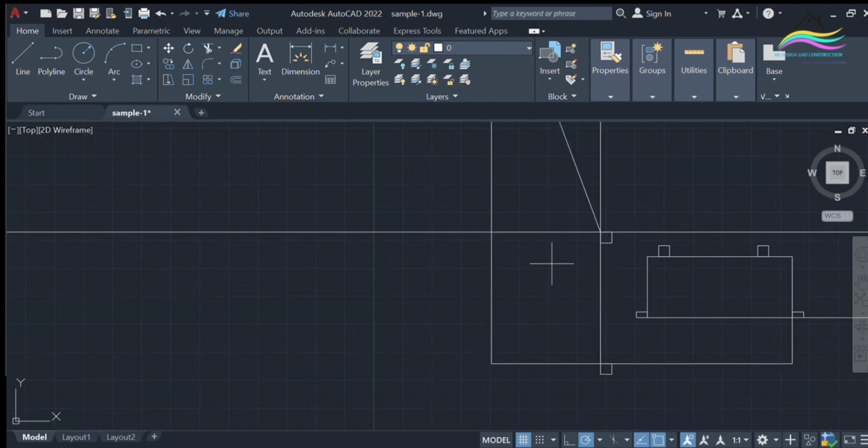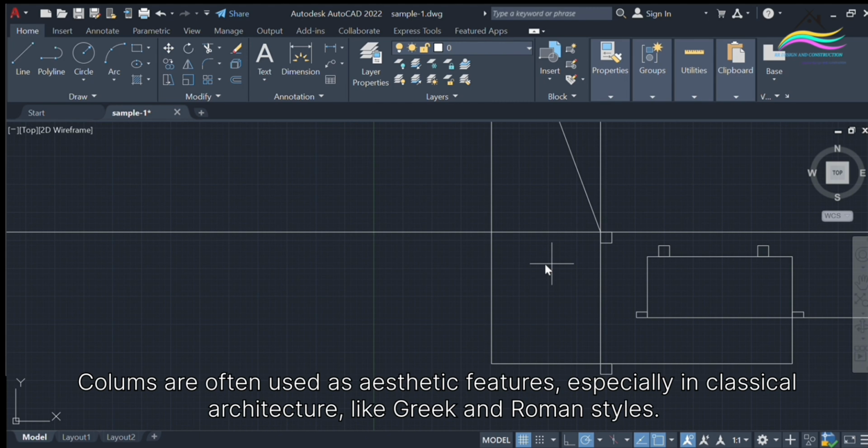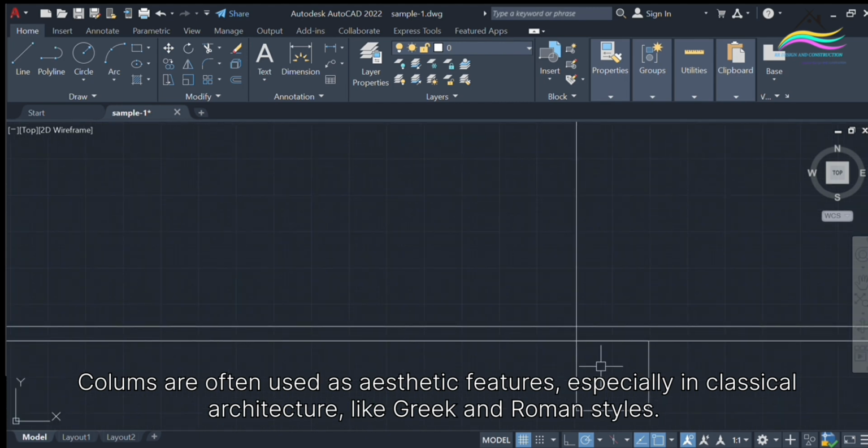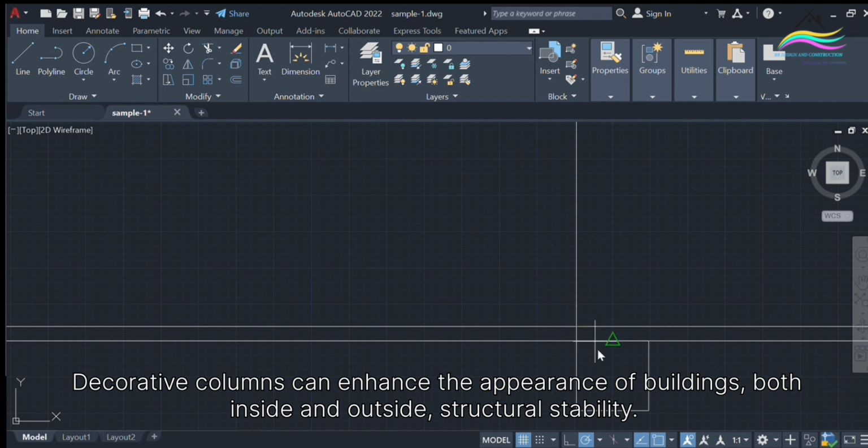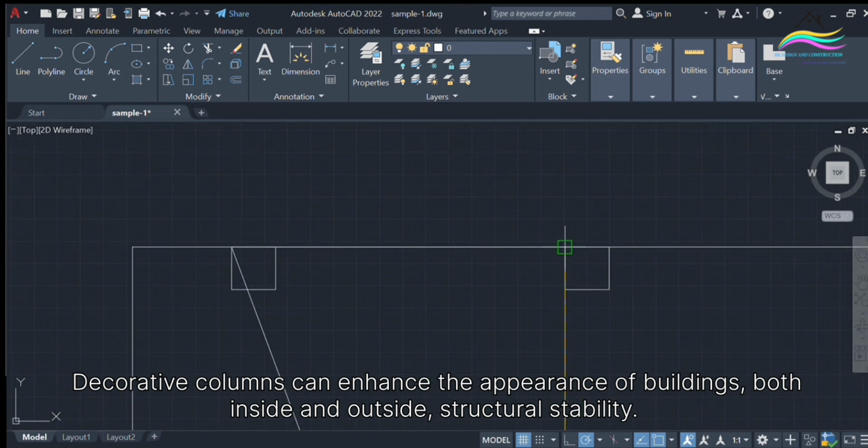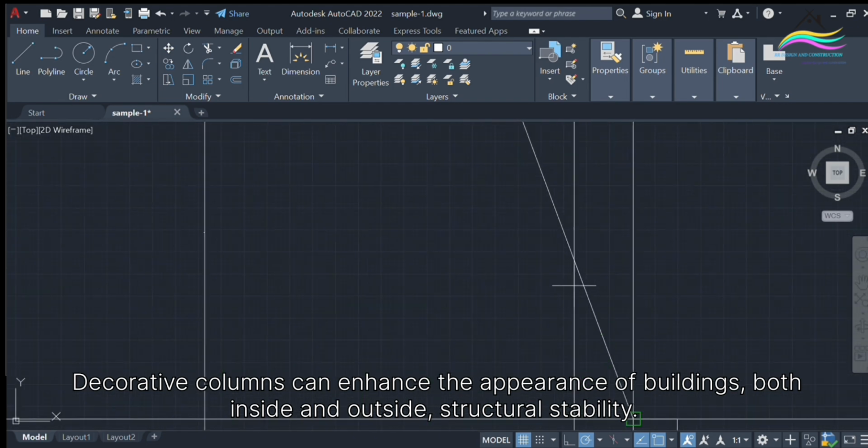Architectural design. Columns are often used as aesthetic features, especially in classical architecture, like Greek and Roman styles. Decorative columns can enhance the appearance of buildings, both inside and outside.